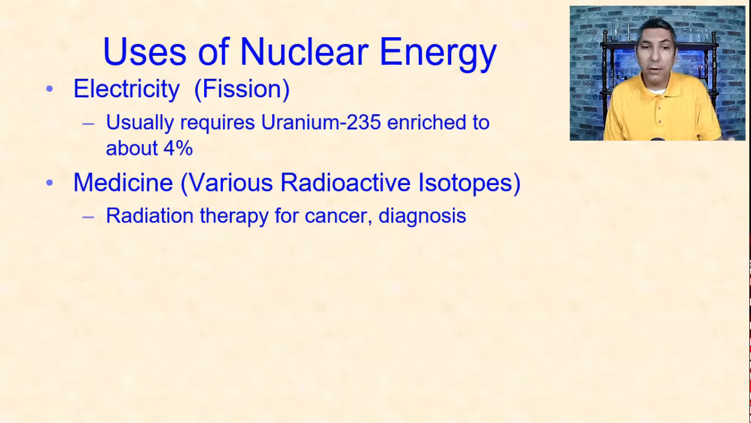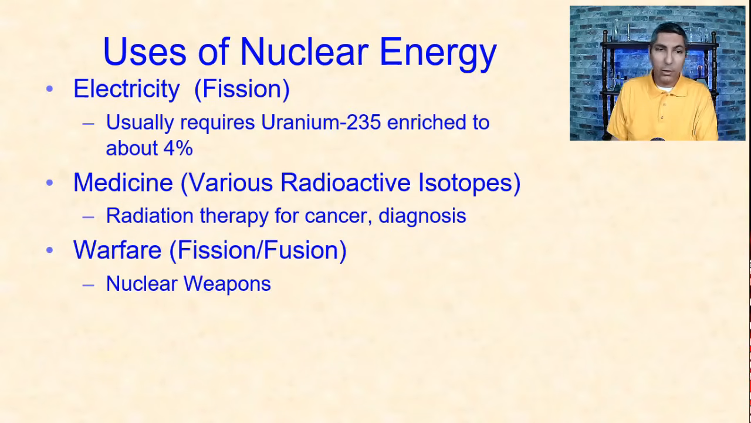So perhaps you've benefited from radioactive isotopes being used in medicine, or perhaps you know somebody who has. Now, a third use of nuclear energy is warfare. So fission or fusion nuclear weapons, these are products that have been produced over the last almost a century now. And the hope, of course, is that those will never have to be used. But there are several countries that have developed these, and they use these as a deterrent in their defense systems.